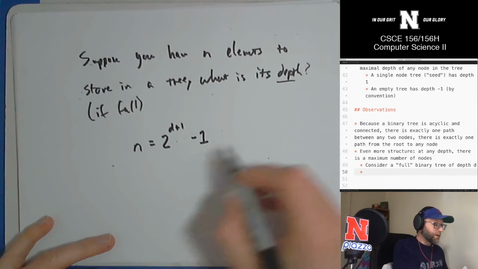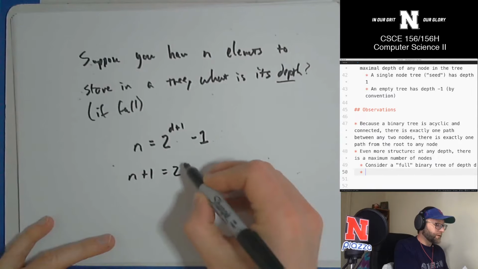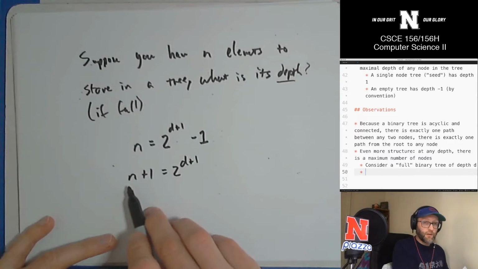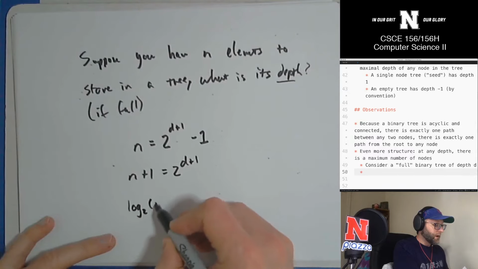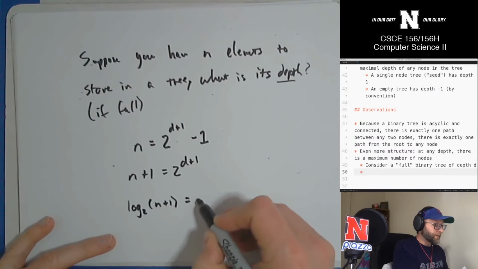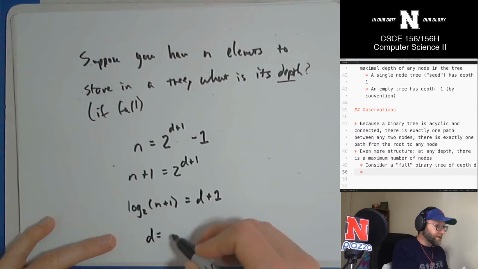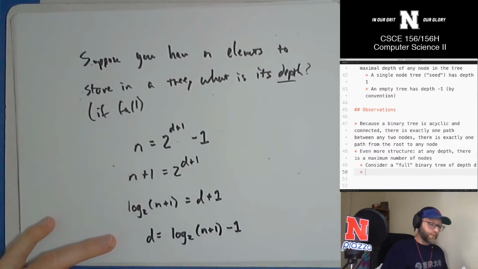So I will take 1 onto the other side. N plus 1 is equal to 2 to the D plus 1. To get rid of this 2, I'm going to take the log base 2 on both sides. Log base 2 of N plus 1 is equal to D plus 1. And then I'll take the 1 on the other side, and I'll end up with D is equal to log base 2 of N plus 1 minus 1.